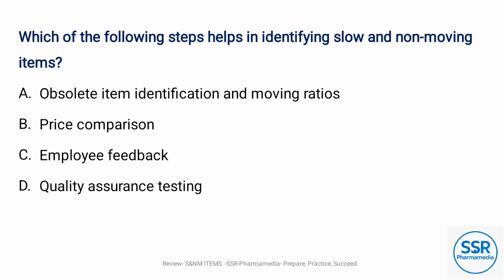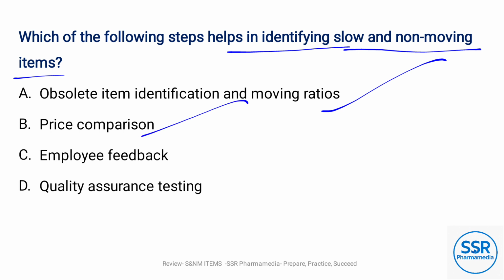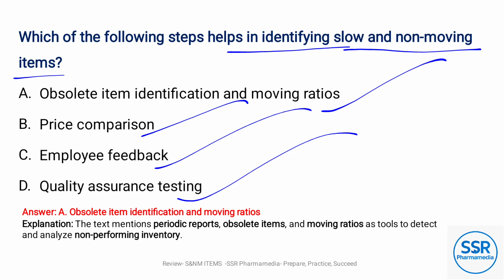Next question. Which of the following steps helps in identifying slow and non-moving items? Option A. Absolute item identification and moving ratio. Option B. Price comparison. Option C. Employee feedback. Option D. Quality assurance testing. So, the answer is option A. Absolute item identification and moving ratio.